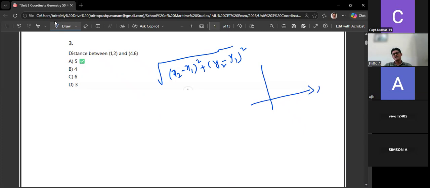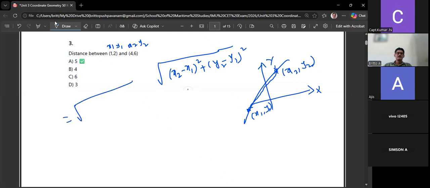For example, if you draw in the graph, this is y-axis. If the line is here, okay, straight line. Here is a point x1 comma y1. This point is x2 y2. If you find the distance between the 2 points, we use a formula which is square root of x2 minus x1 the whole square plus y2 minus y1 the whole square. So here you are given a point x1 comma y1, here x2 comma y2. You put the values here.